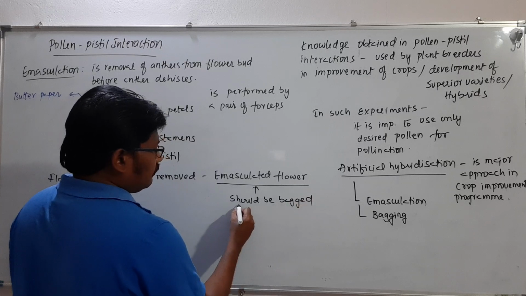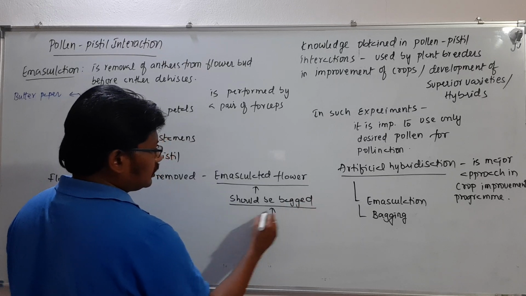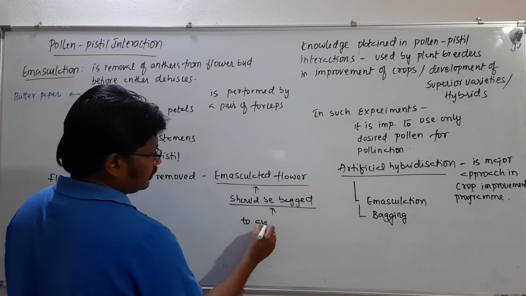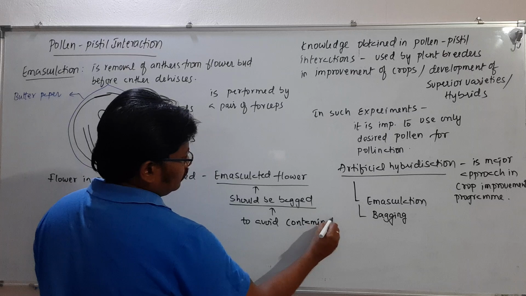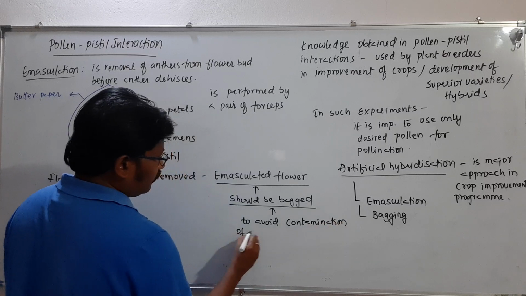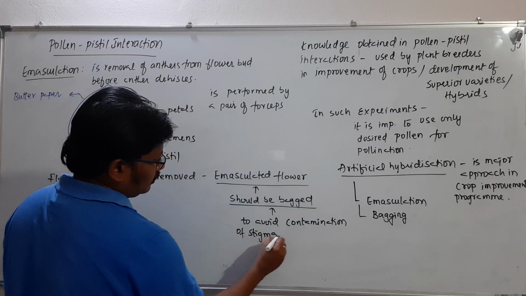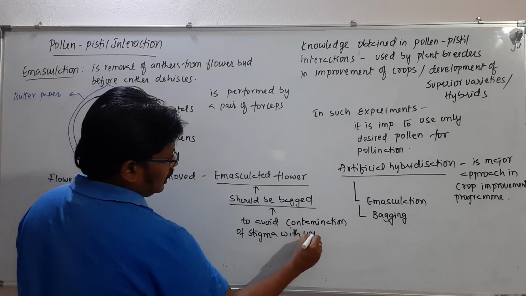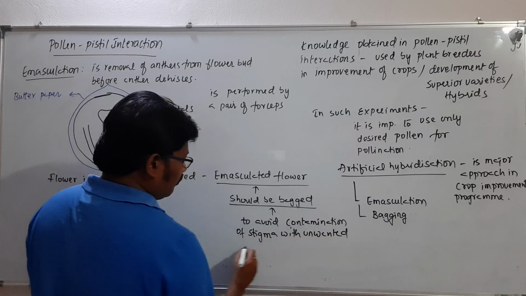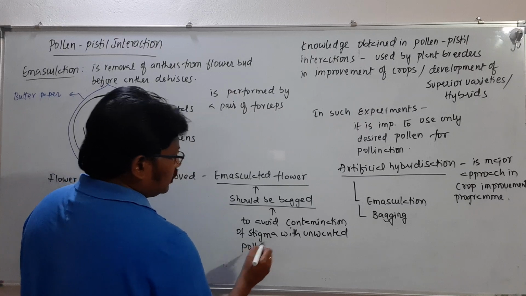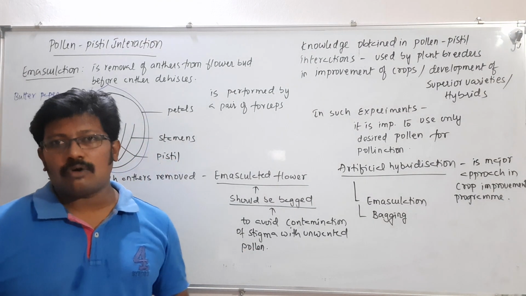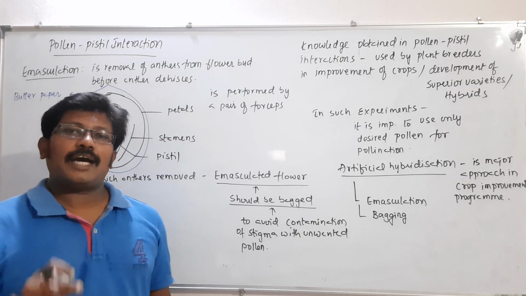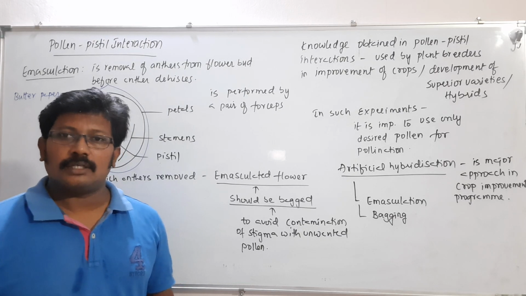The reason for bagging is to avoid contamination of the stigma with unwanted pollen, because we are bringing the pollen from a known source. Only that pollen has to be dusted on the stigma.